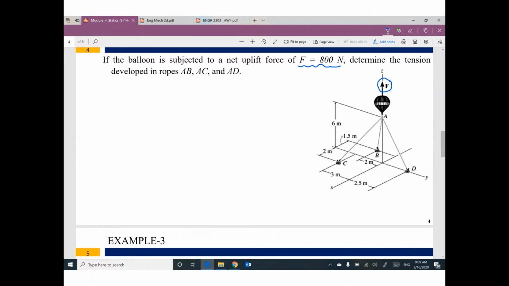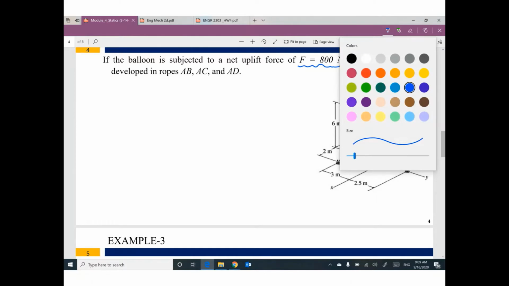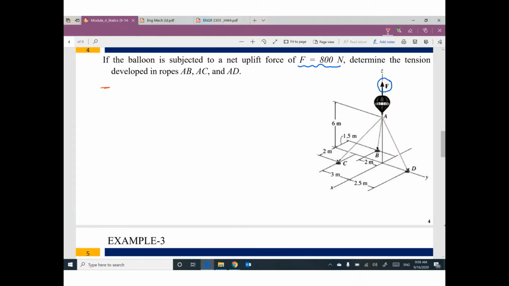My question is, before we continue, if I'm looking for F as a vector, what will this vector be? As you see from this diagram, uplift force means an upward, vertical force. So this force as a vector will be 0 in X, 0 in Y, and positive 800 in Z. This is the first piece of information.